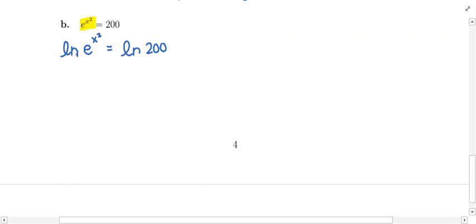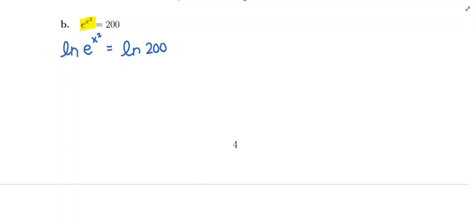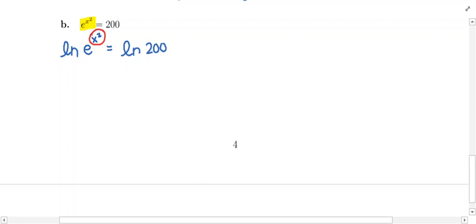On the left side, we now have the logarithm of something raised to a power. So we're going to be able to bring the power down in front. In our next step, we're going to write the left side of the equation as x squared times the natural log of e is equal to, and the right side is going to be the natural log of 200.